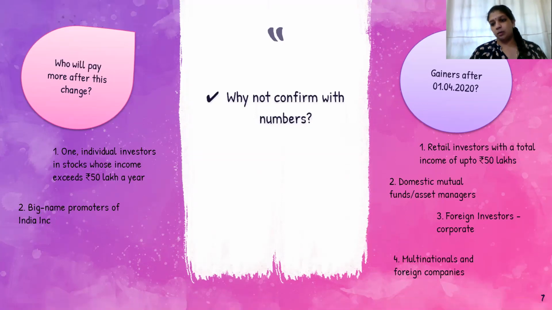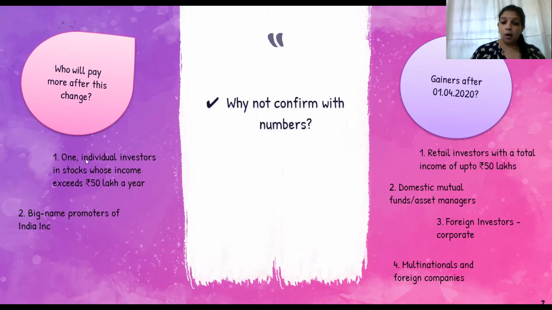The third category would be foreign investors, which are corporates. Foreign corporates can now pay tax on dividends earned in India at either 20% or lower rates specified in the DTAs, that is, their home country's tax treaties with India. These rates for a few countries are as low as 5% in some cases. The fourth category shall be multinational and foreign companies that receive dividends from their Indian subsidiaries, which will enjoy the same or a similar regime as the foreign investor corporates.